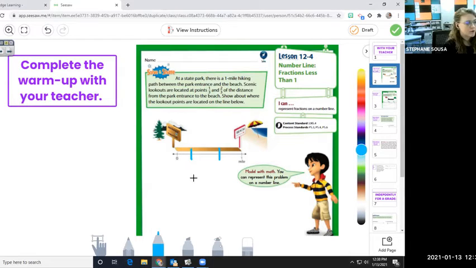Step 3, label the fractions. This is 0 thirds. Label it, please. This is 1 third. Label it, please. This is 2 thirds. Label it, please. This is 3 thirds, which is the same as 1 whole because we have all 3 of the 3 parts. Okay?